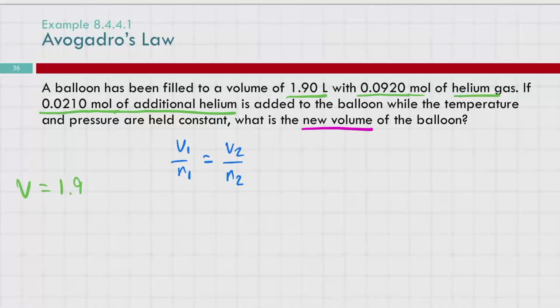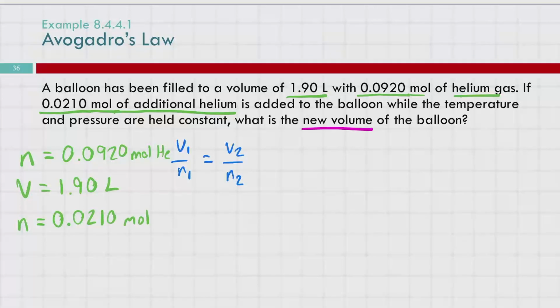So we've got a volume, which is 1.90 liters, and we've got two mole values. Moles get the symbol N, so 0.0920 moles He, and we have this other amount of moles that we were given. That's also helium. There's a trick in this question as well.